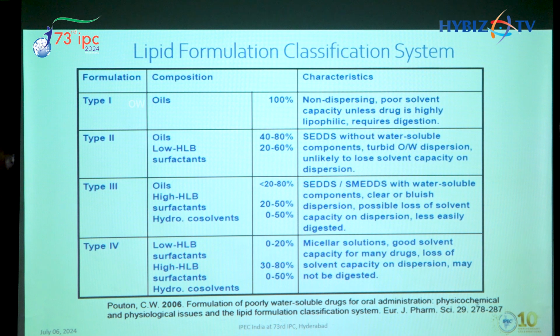And then you have type 4 systems where there is no oil at all. These are usually formulated for polar drugs, which have a log P value between 1 to 2. And these systems are just mixed with the surfactant and filled into capsules. And when they hydrate, they form micelles. And these micelles aid in improving the solubilization of the API in the GI fluid.